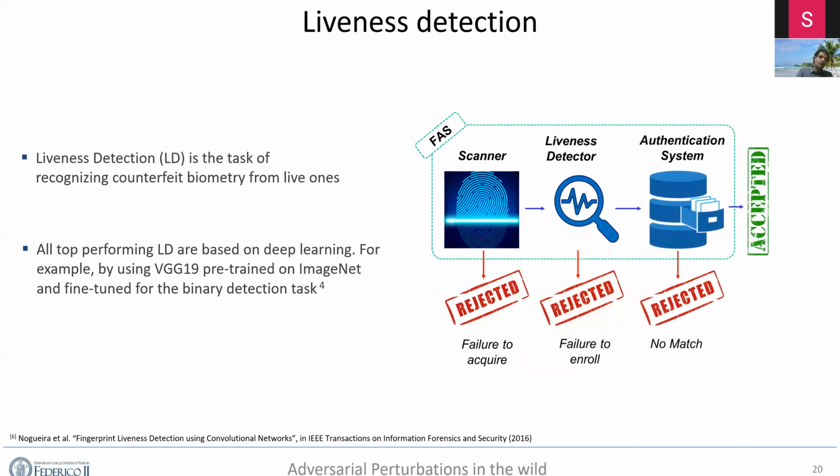So, in order to protect against these attacks, it's possible to use liveness detection. Liveness detection is the task of recognizing whether the submitted biometry, so for example, in this case, a finger, is coming from a real, living person or from a fake replica. And as I was saying, since 2015, deep learning exploded also in this scenario, and the top performing approaches are nowadays all based on CNN.